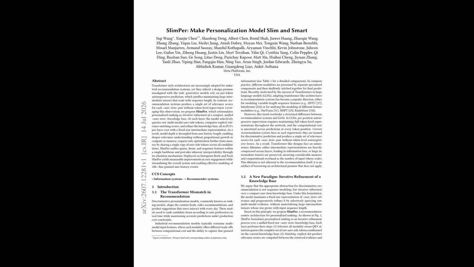Ranking systems at companies like Meta or Google face a fundamental tension. They need to score thousands of candidate items against a user's preferences in milliseconds, drawing on years of interaction history. And they need to do this billions of times a day within tight compute budgets.